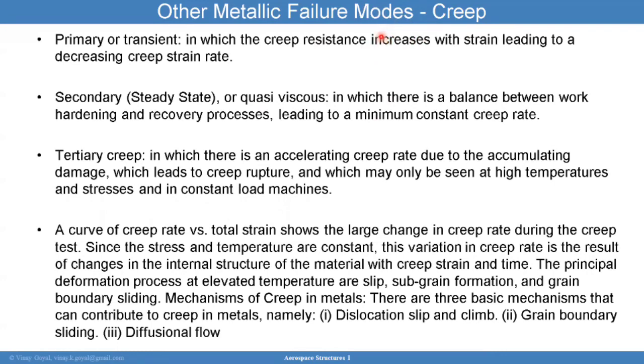And they can also be seen at high temperatures, as I said. A curve of creep rate versus total strain will show the large change in creep rate during the creep test. And the principal deformation processes that you're going to see during creep behavior are slip, subgrain formation, and grain boundary sliding, and the mechanisms of creep that you're going to see are basically dislocations at the micro level.